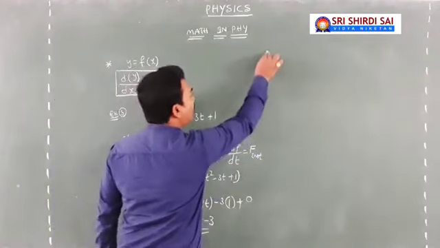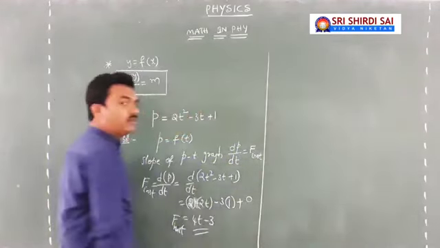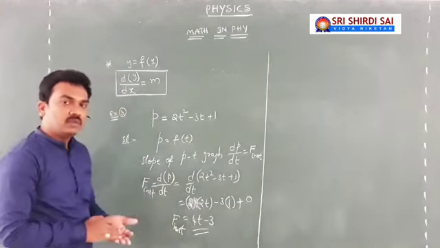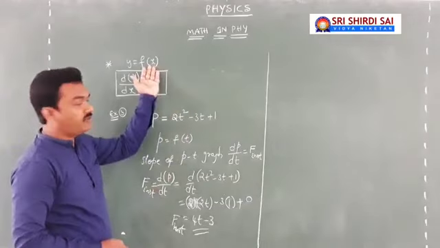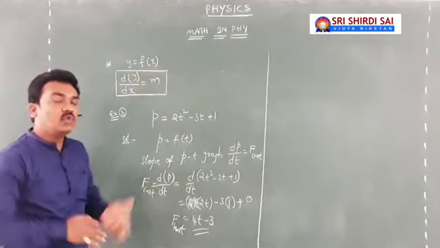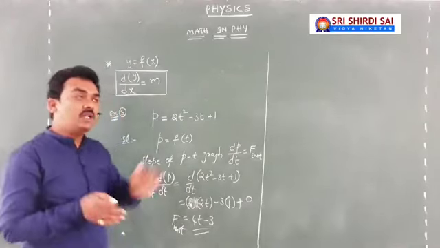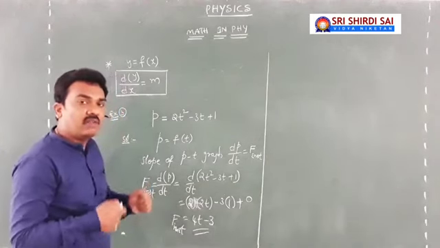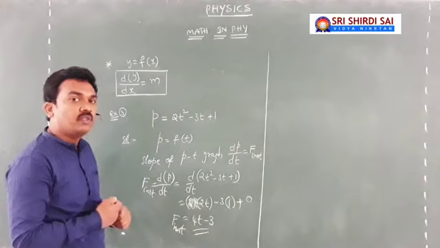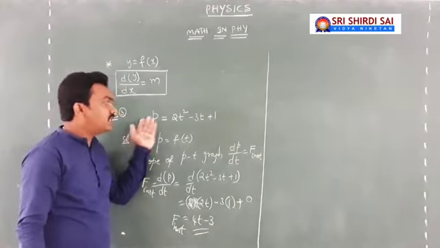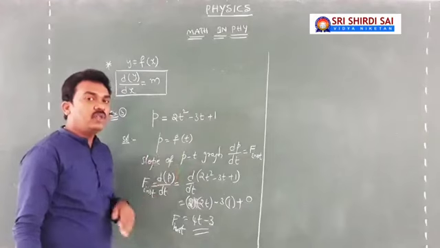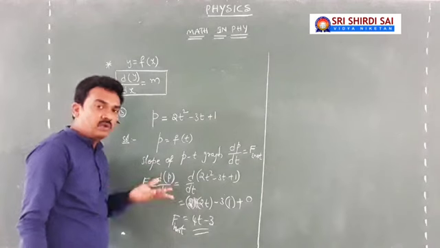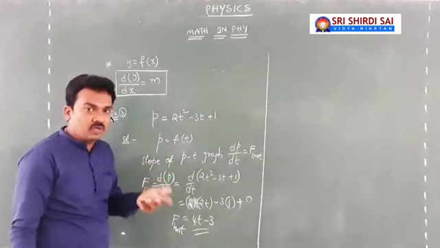As you have learned the concept of maximum and minimum in the earlier class. Shall I repeat once? If y is a function of x, you will come to know where the value of y is maximum or minimum on making dy by dx equal to 0. Similarly, momentum is a function of time. If you wish to know where my momentum is maximum or minimum, you have to make dp by dt equal to 0.